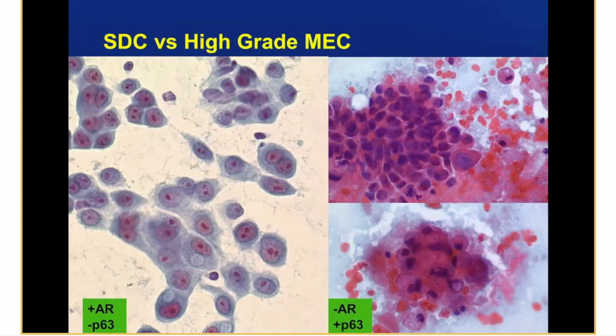Salivary duct versus high-grade MEC or mucoepidermoid carcinoma, again by morphology can be a little difficult, but the immunostaining profile is helpful since salivary duct is AR positive, P63 negative, and mucoep stains like squamous cancer: positive for P63, negative for AR.